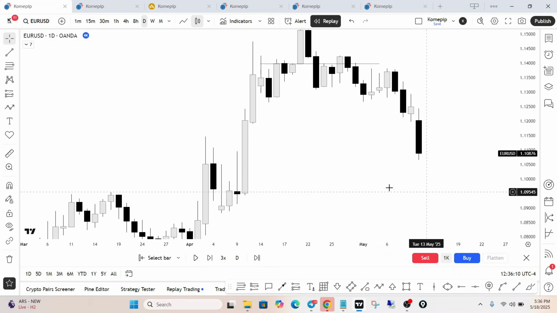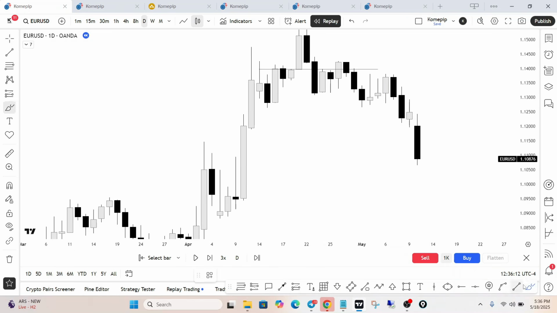Was there a break of structure? Absolutely. There was a break of structure right there. Okay, so now that we know that we are bearish on the weekly, the next thing we need to identify is where are our key levels.